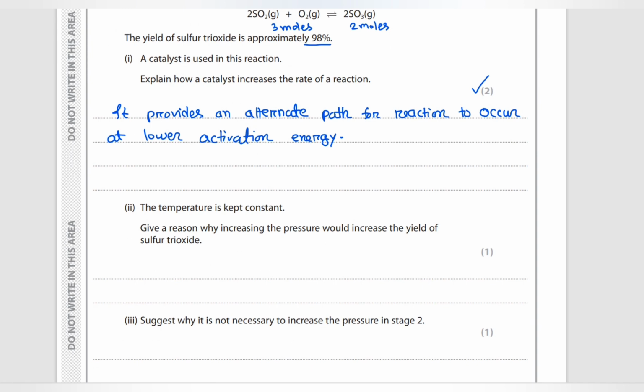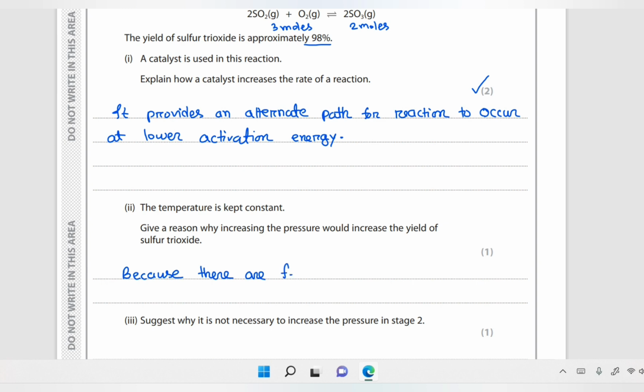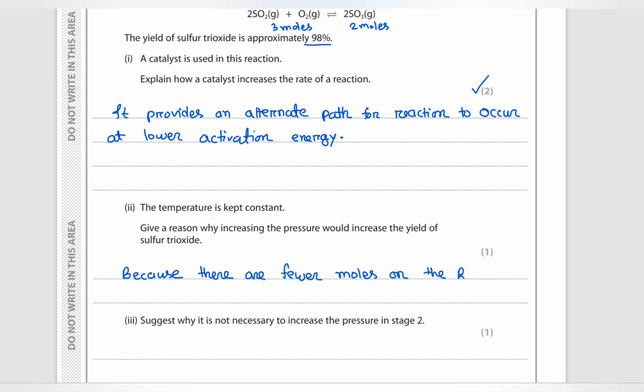So increasing the pressure increases the yield of sulfur trioxide because there are fewer moles on the right hand side of the equation, so equilibrium shifts to the right.